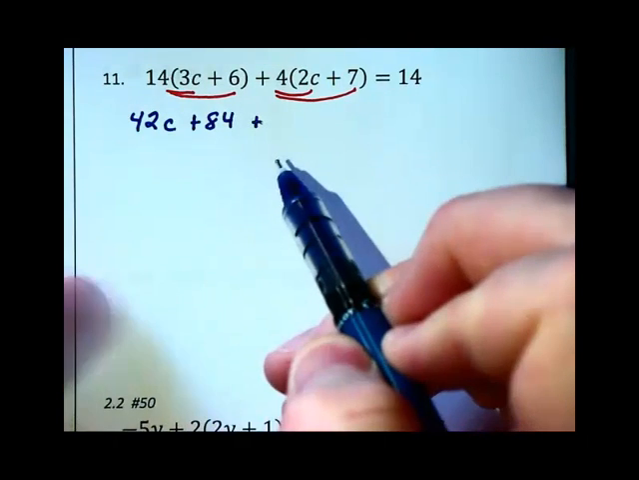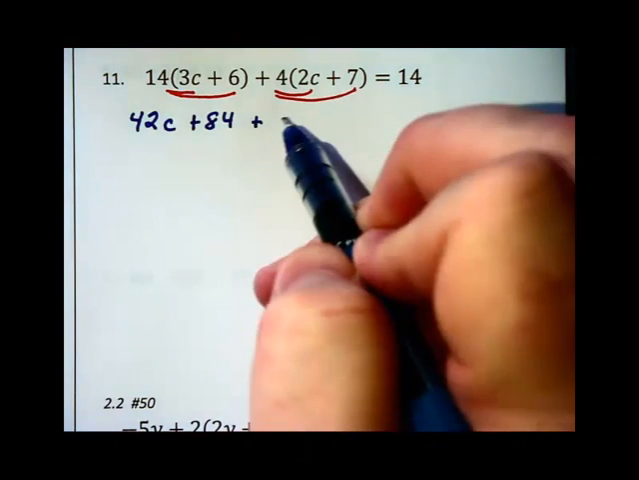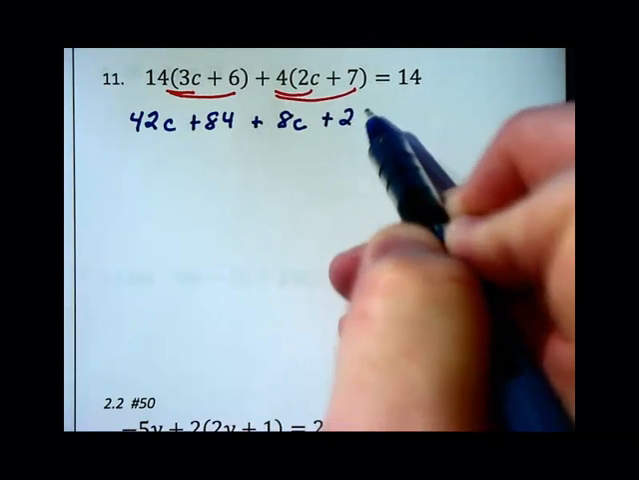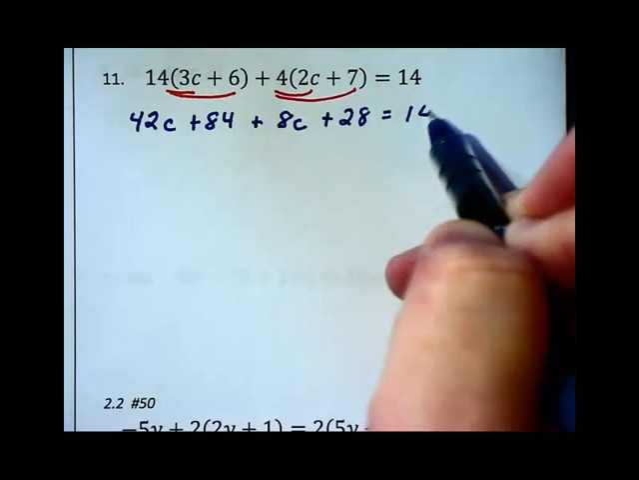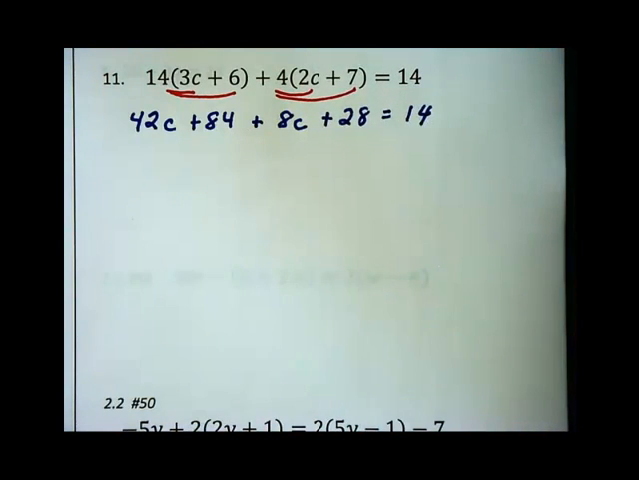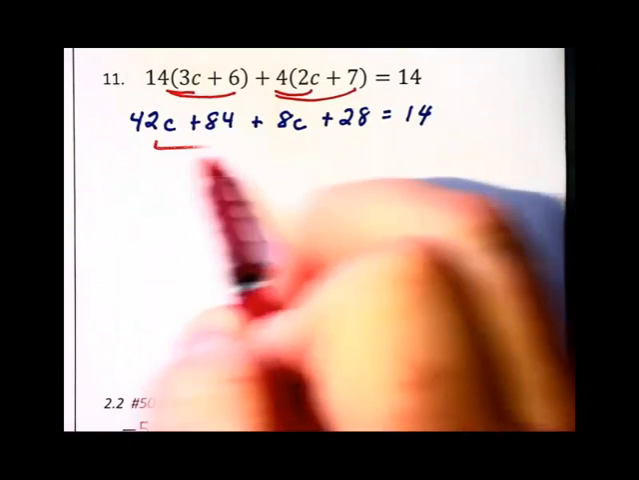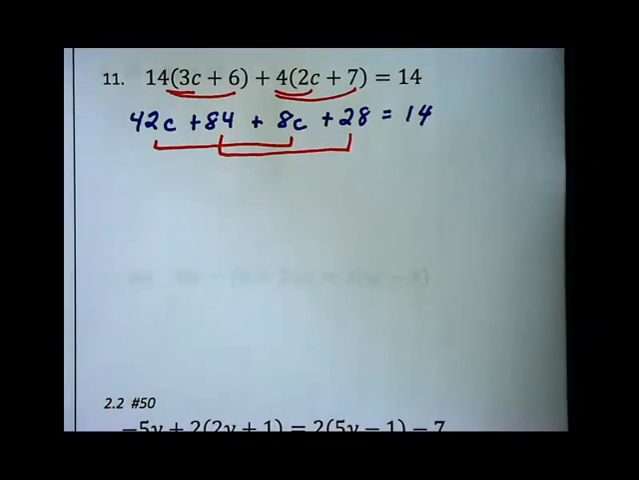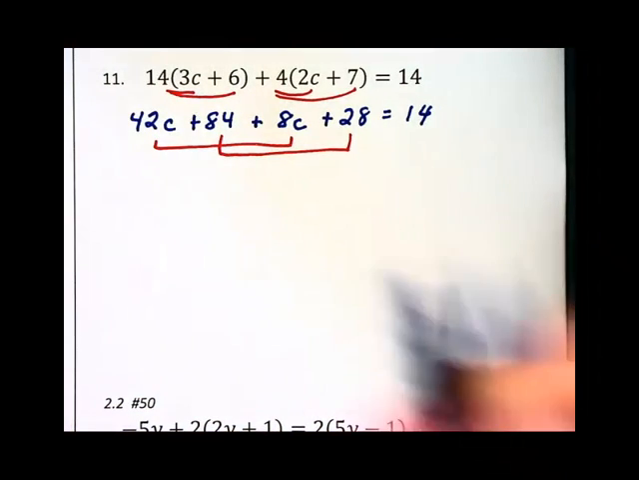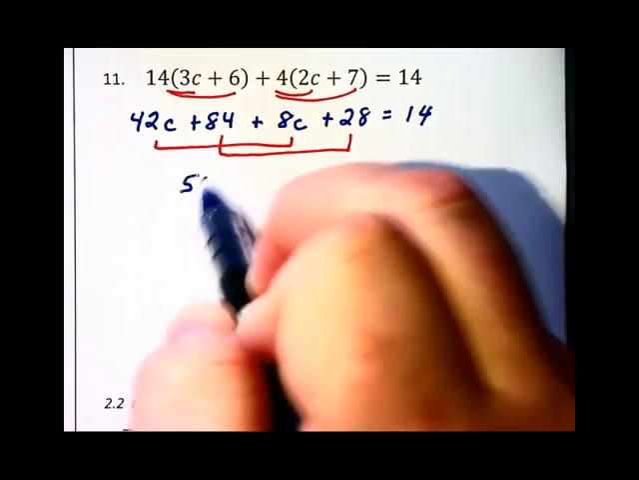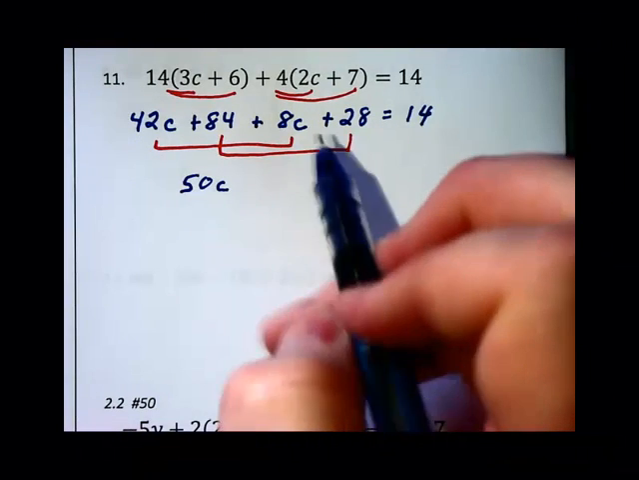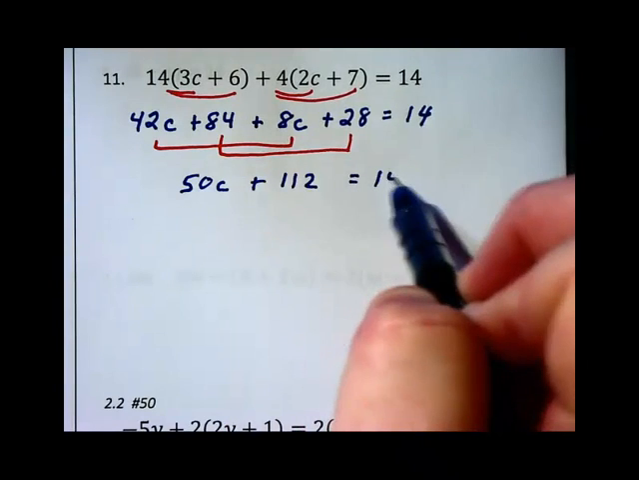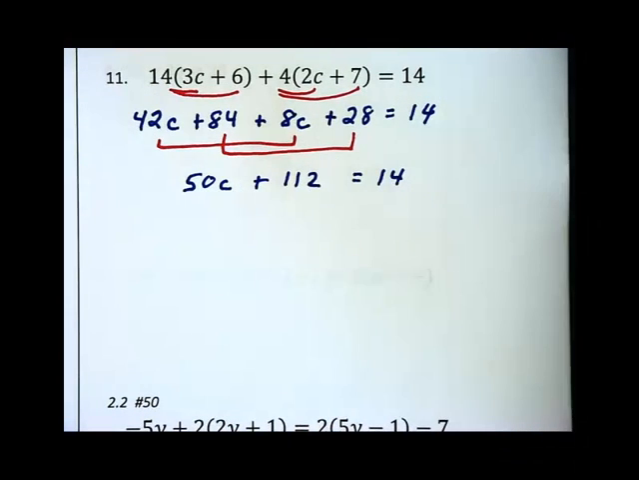Plus, now we're going to distribute the 4. 4 times 2c is 8c. 4 times 7 is 28, equals 14. Okay, now we want to combine like terms. On the left we have 2 terms containing c, and we have 2 constants that can be combined together. 42 plus 8 makes 50c. 84 and 28 add together to give us 112, equals the 14 that's on the right hand side.